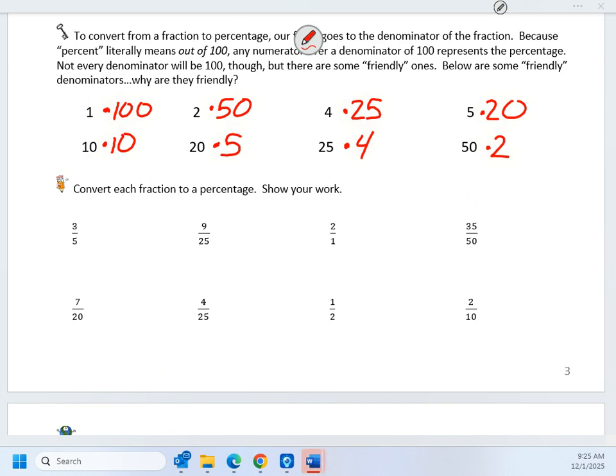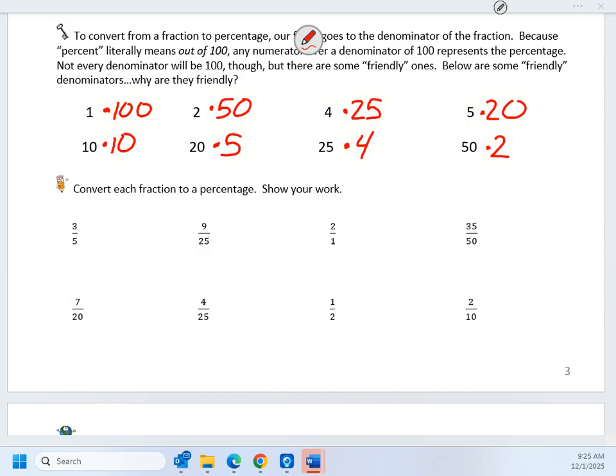These friendly denominators will help us. This is a table that we will be able to have on our help sheet, so we remember what scale factor to multiply the bottom by, and then that same number we multiply the top by. So let's see how this works. If we look at 3/5, we don't have 100 as our denominator.